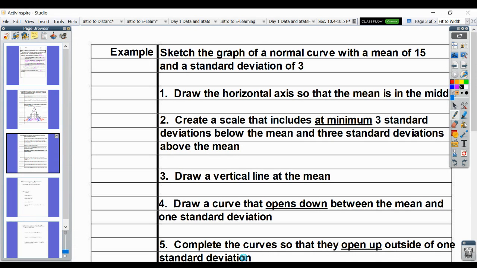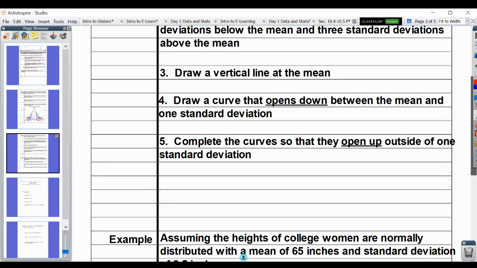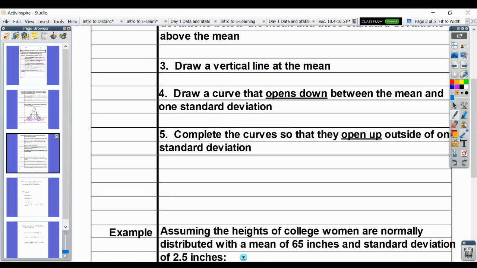So what are the steps to drawing out a normal curve? This example is telling us sketch the graph of a normal curve with a mean of 15 and a standard deviation of 3. So step 1, draw the horizontal axis so that the mean is in the middle. Step 2, create a scale that includes at minimum 3 standard deviations below the mean and 3 standard deviations above the mean. So down below, I'm going to work on those first 2 steps. I'm going to draw my horizontal axis.